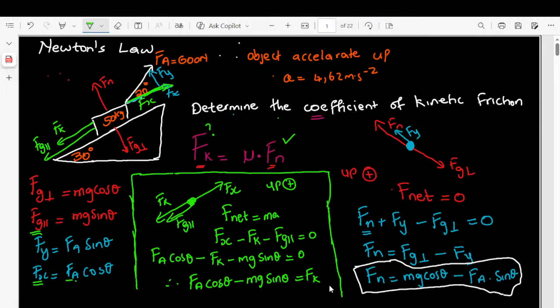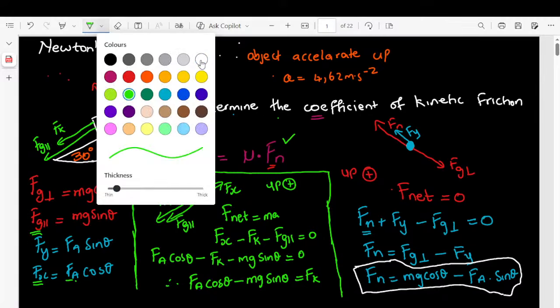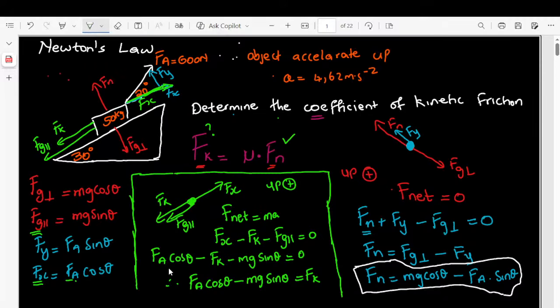So now, the good news is that we know what Fk equals. If you can manage to understand what we are trying to do here, we are trying to find the formula that we can use to find our Fk, and also the formula that we can use to find our normal force. So trust me, if you understand this step, if you understand this part, you are good to go.